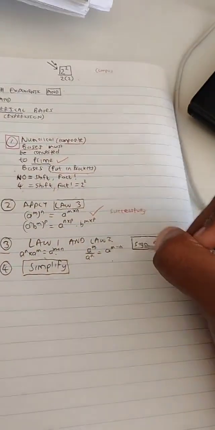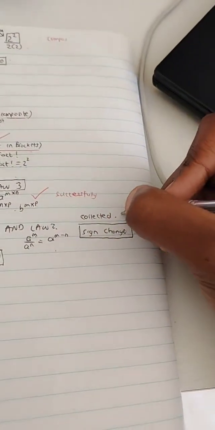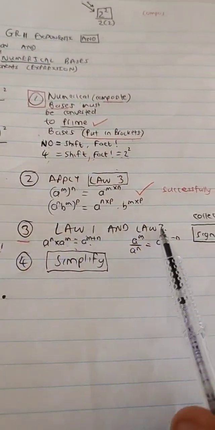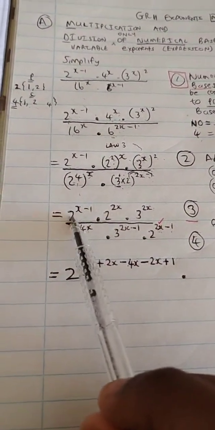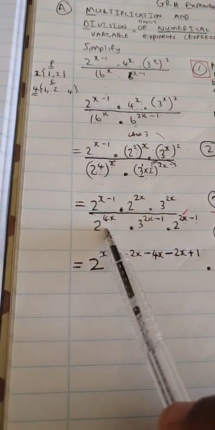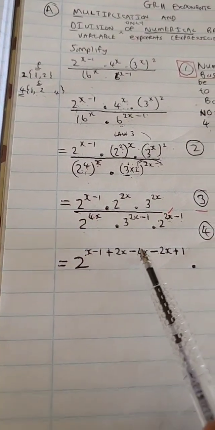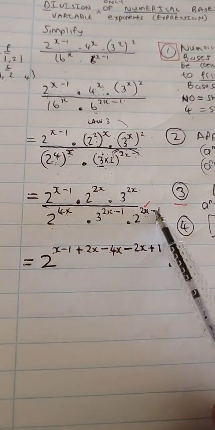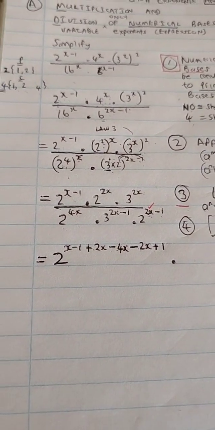So we have collected the exponents for base 2. That's what we've done using law number 1 and 2. Law number 1, for multiplication of same bases, we add the exponents. Law number 2, for division, the sign of the exponent changes. 4x is now negative 4x. 2x is now negative 2x, and as well as negative 1 is now positive 1. All right, I hope we are together there.